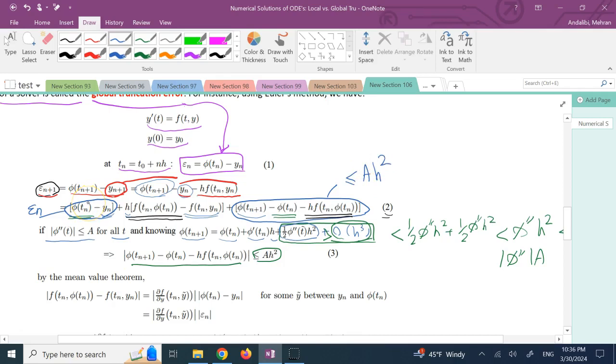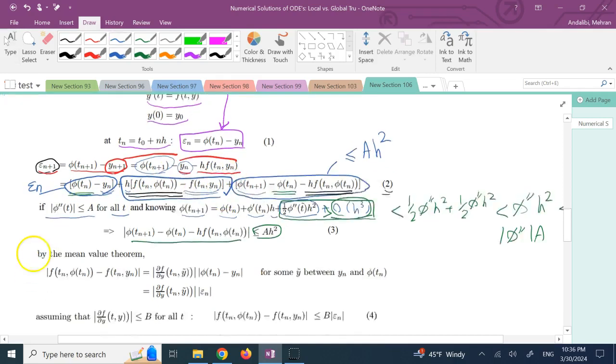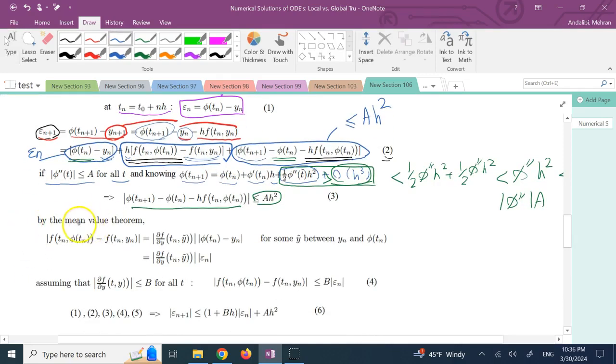The first term is epsilon n. Now let's focus on the second term here, this one. Let's focus on that. So if we use the mean value theorem, the absolute value of f at t1 and phi of t1 minus f at t1 and y1 is equal to the absolute value of the derivative of f at some point inside the range. And then what?